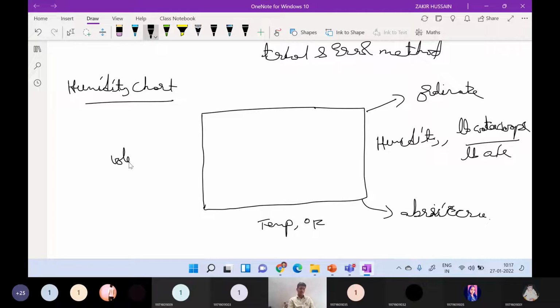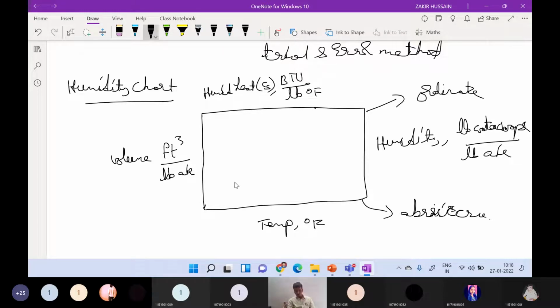Then on the left side will be the volume, which in the FPS system is cubic feet per pound of air. On the top will be the CS, which is nothing but the humid heat values, usually expressed in FPS units as BTU per pound degree Fahrenheit. So these are the overall axes. First there is a line like this.